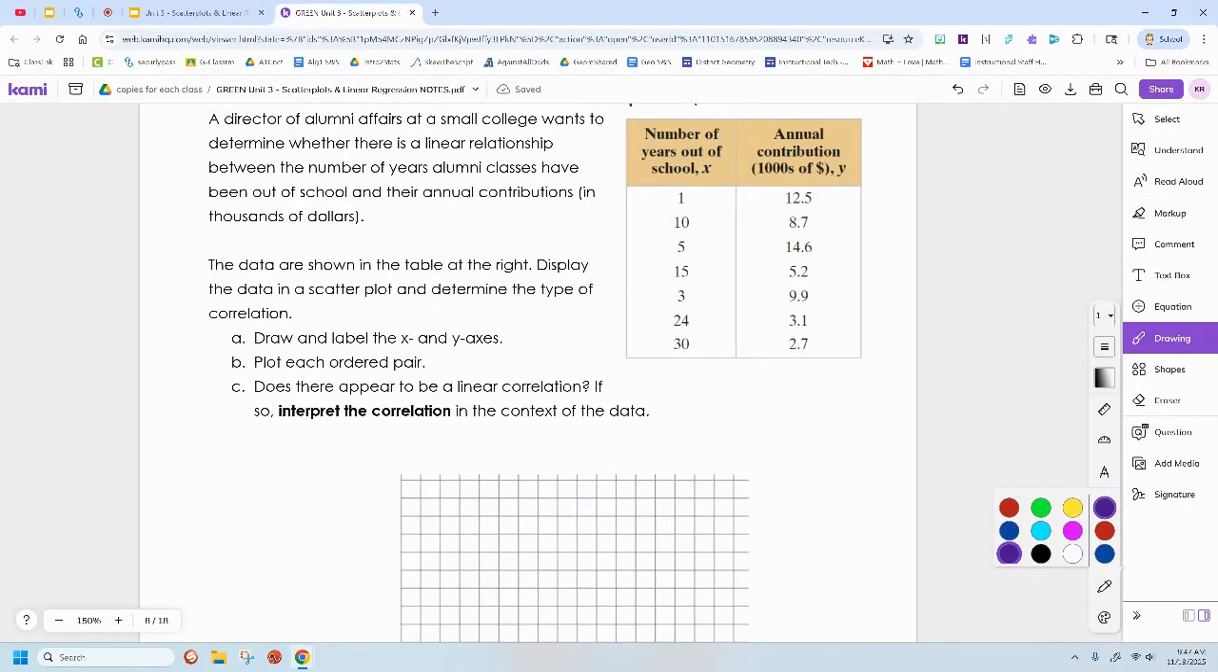However, we do want to look at the range of values. So looking at years out of school, what's our highest number? 30. And our lowest number is 1, right? So do you think we need a break in our axis? No. We need to make sure we go up to 30 though, right? So our axis is going to go from 0 to 30. And that's the x-axis. Okay?